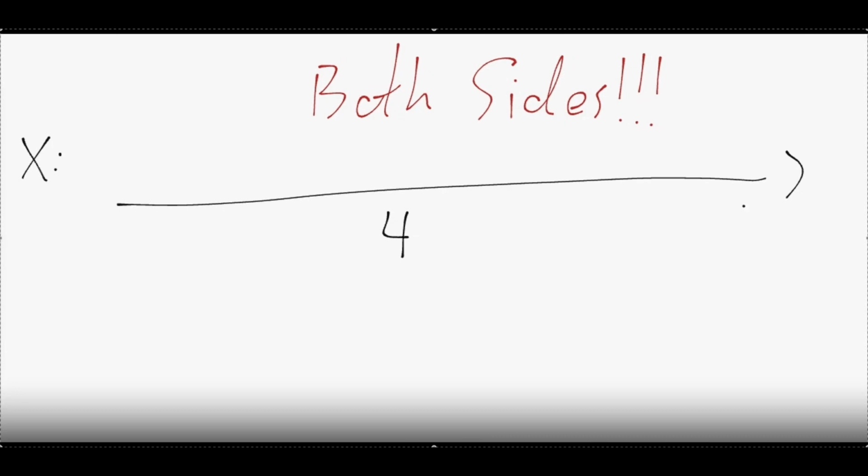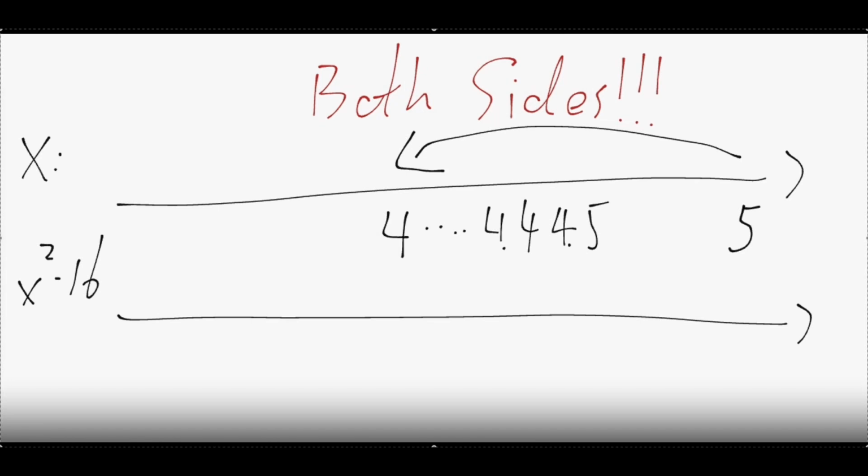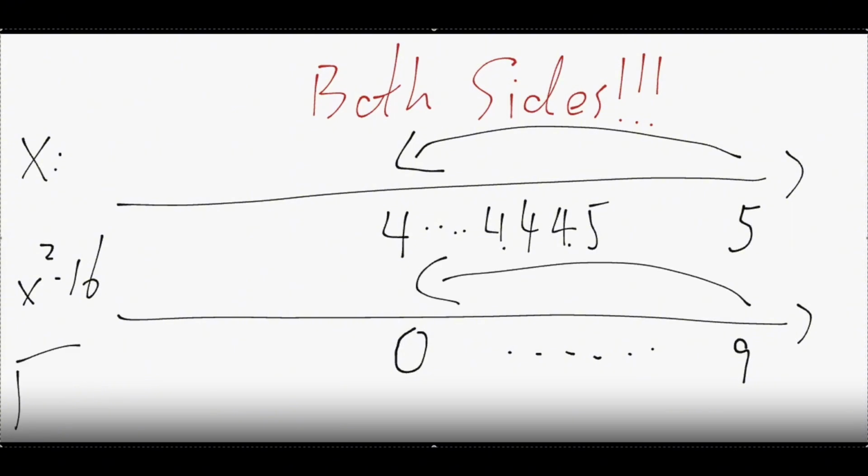Let's say when x is approaching 4 from the right side, we'll go from 5, 4.5, 4.4, 4.3, 4.1, 4.01, 4.00000 all the way to 4. And as x is approaching 4 from the right side, x squared minus 16 is also decreasing. Let's say it goes from 9, because 25 minus 16 is 9, to 8, 7, 6, 5, and so on, all the way to 0, because 4 squared minus 16 is 0.